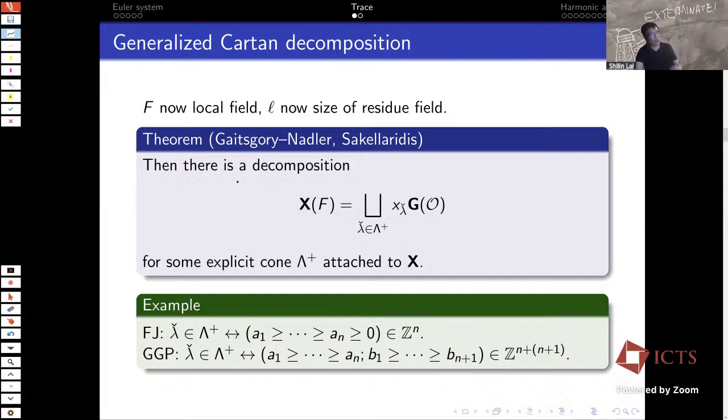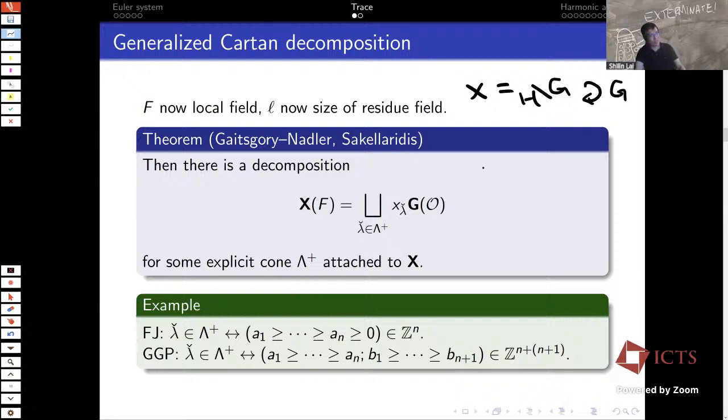So from now on, until the end of the talk, I'm going to work purely locally. So F is a local field, L is the size of the residue field. Just a slight change of notation. And remember this variety X was G mod H, so it has a right G action.